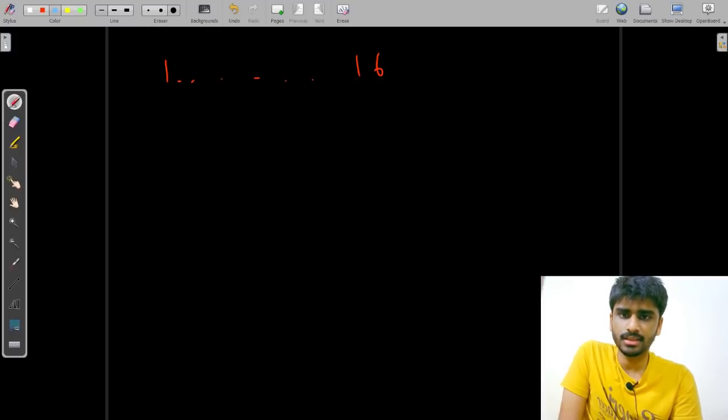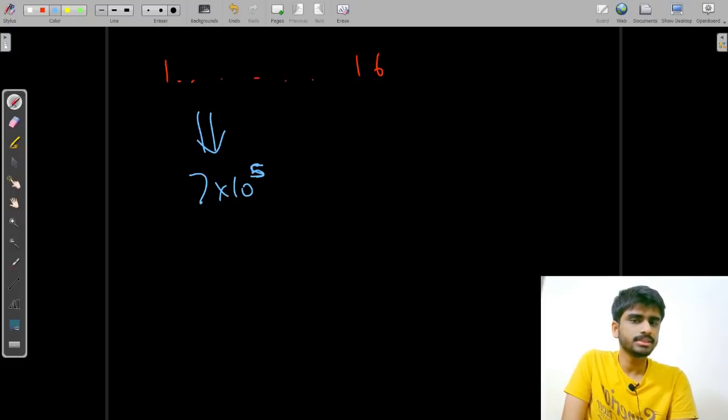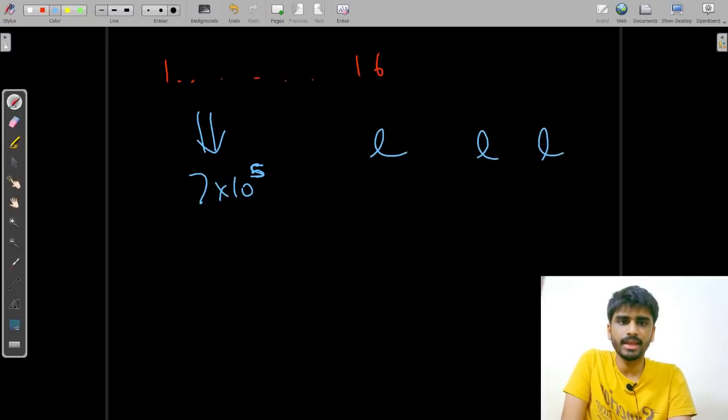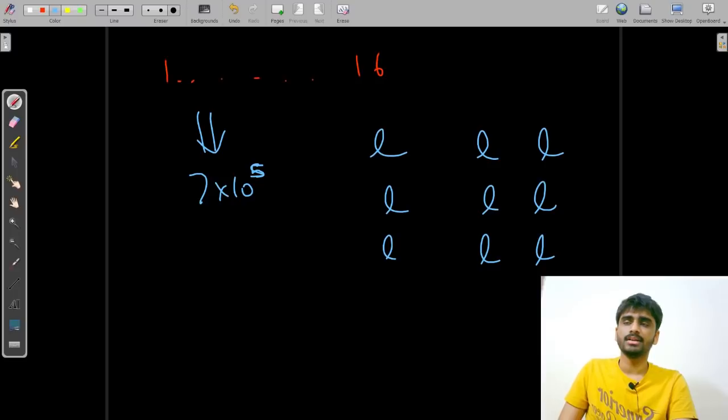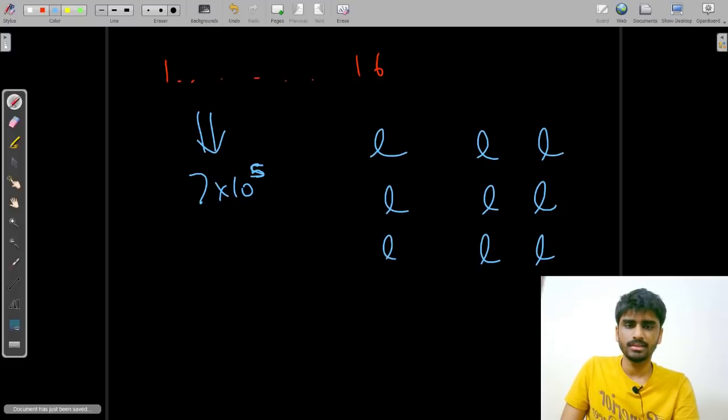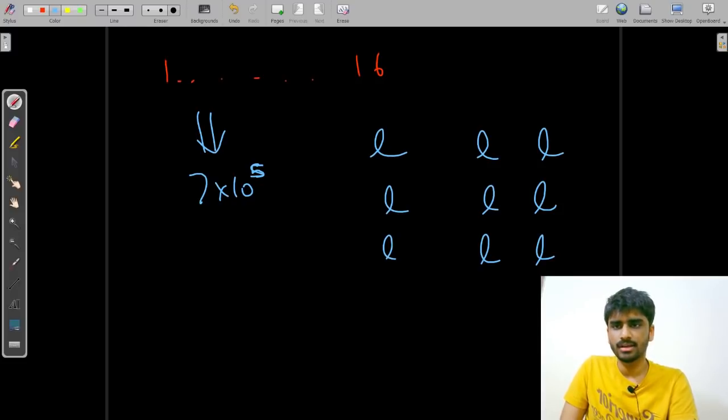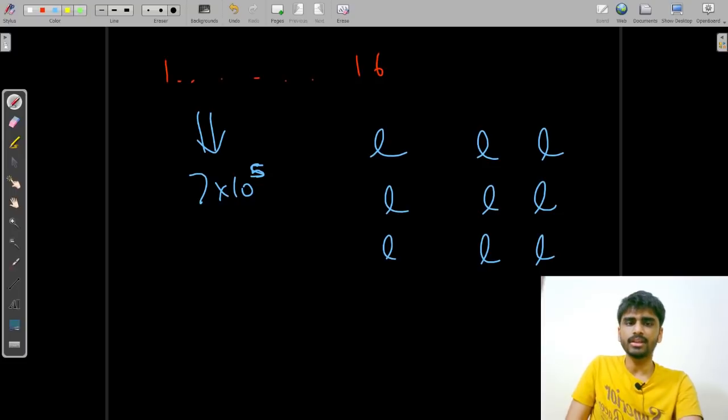So the LCM is around 7 into 10 to the power 5. Okay, yeah, the LCM is not very big, and I know that all the numbers are such that LCM is the multiple of all the numbers, right? So if I place in the matrix L L L L L L L, it is fine. All the numbers in this matrix are multiples of the original one, but we don't satisfy the plus k to the power 4 condition, right?